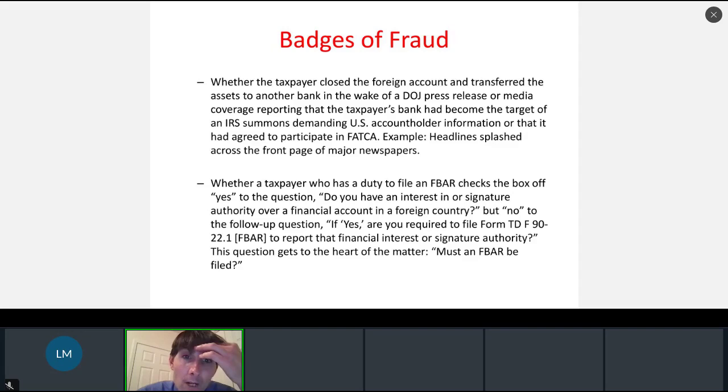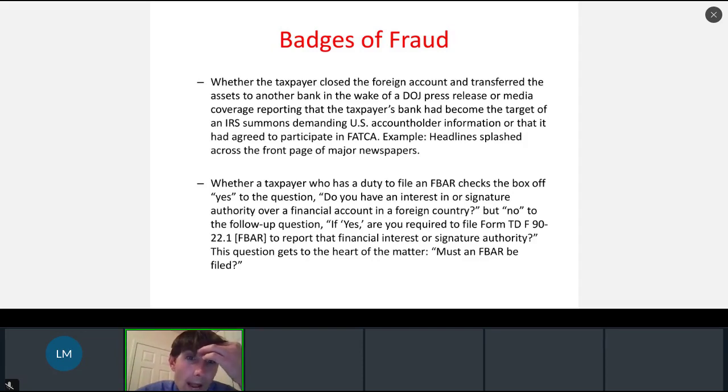And as you can imagine, a lot of foreign account holders pulled their money out of the Swiss banks that they previously had them in, in the wake of the Swiss government collapsing. So headlines splashed across the front pages of major newspapers, leading to taxpayers closing their foreign accounts and transferring these assets to other banks. That could be a badge of fraud if one of the banks that they happened to pull their money out of was one that the DOJ just announced they were investigating.